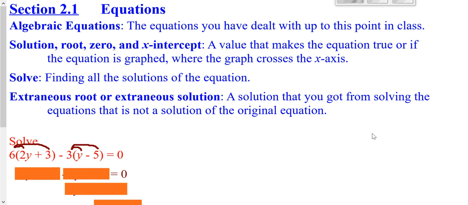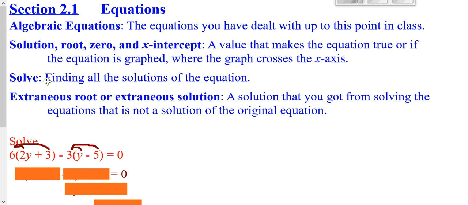So when you're looking at finding that value of x that makes it a true statement, it's often referred to as your solution, your root, your zero, or if you were graphing it, it would be your x-intercept. It's the value of x that makes it true, or whatever variable you're using, it doesn't have to be x. Solve means you're finding all the solutions that work, not just some, but all of them.